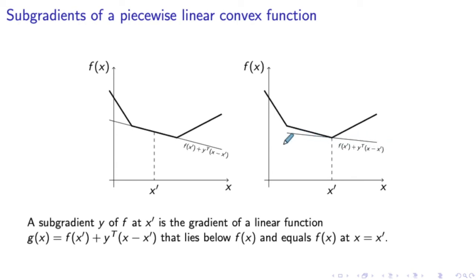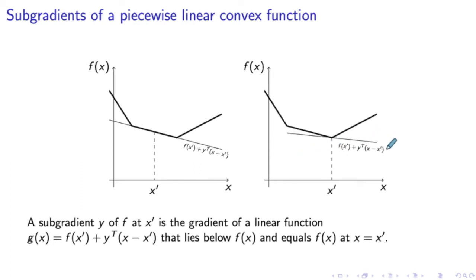So you see the line is below our f, it is coinciding with f at x prime, so the slope of this line is going to be a subgradient of f at x prime, and there are infinitely many lines with this property.